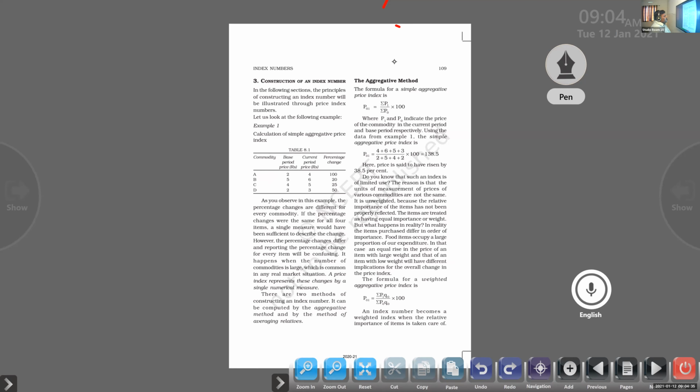The items are treated as having equal importance or weight, but what happens in reality? In reality, the items purchased differ in order of importance. In real life, we purchase different products, so the entire change in price will not give a proper sense. Food items occupy a large proportion of our expenditure. In that case, an equal rise in the price of an item with large weight and that of an item with low weight will have different implications for the overall change in the price index.